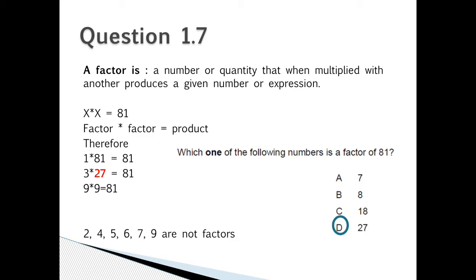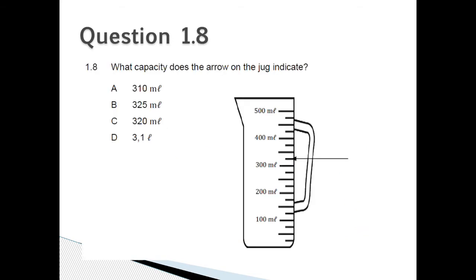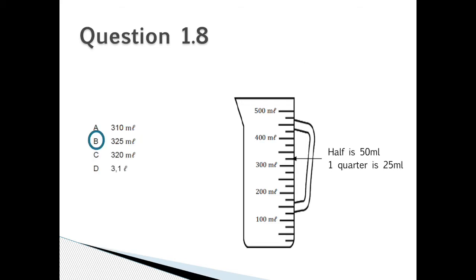That is a factor. What capacity does the arrow on the jug indicate? A, 310 milliliters, B, 325 milliliters, C, 320 milliliters, or D, 3.1 liters? The answer is 325 milliliters, B.